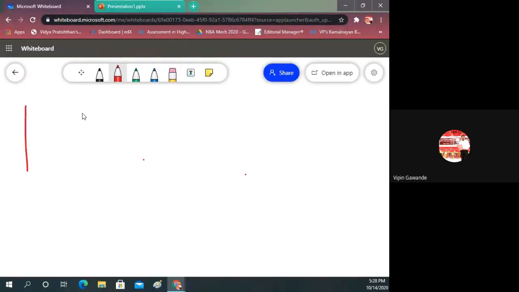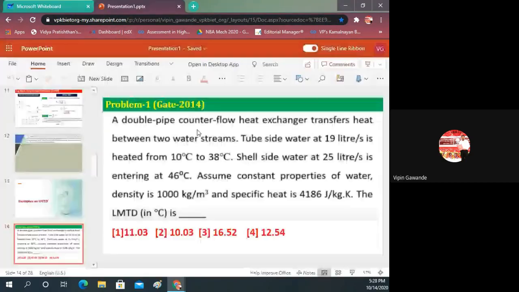So what is the diagram of a counter flow heat exchanger? This is TH1 and this is TH2. And see the arrow, this is counter flow, so we have to take the opposite. This is TC1, the lower temperature, and this one is TC2. So this is the counter flow arrangement. Now what is the next thing?